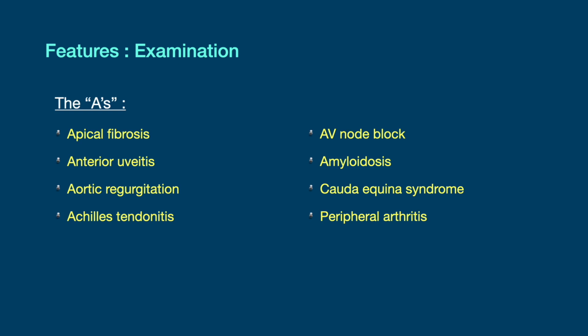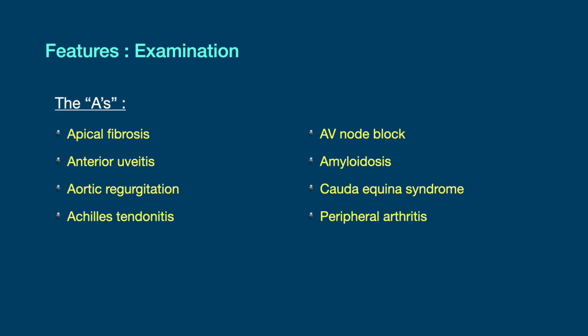Other features of ankylosing spondylitis are the other A's, such as apical fibrosis, which can lead to progressive shortness of breath because the total lung capacity reduces due to fibrosis, and anterior uveitis due to the inflammation of the anterior area of the eye, which includes the eyelids, cornea, iris, ciliary body, and the anterior as well as the posterior chambers. The inflammation of the adventitia and the intima of the aortic root causes a fibroblastic reparative response, and this leads to aortic root disease causing aortic regurgitation.